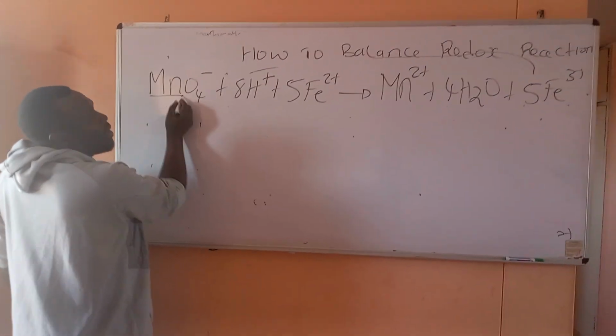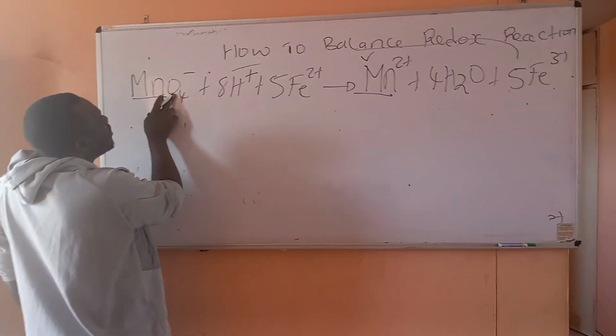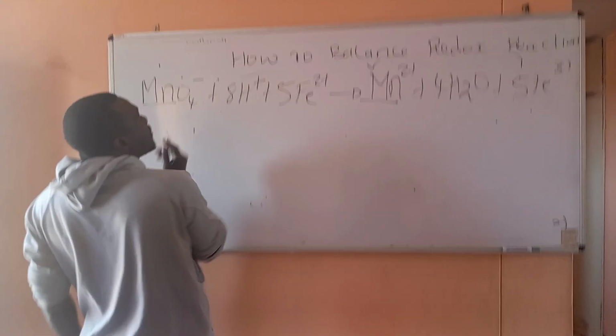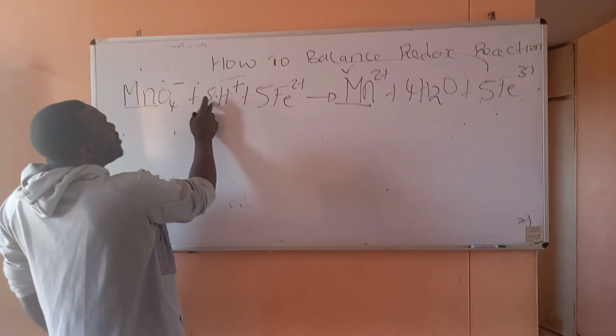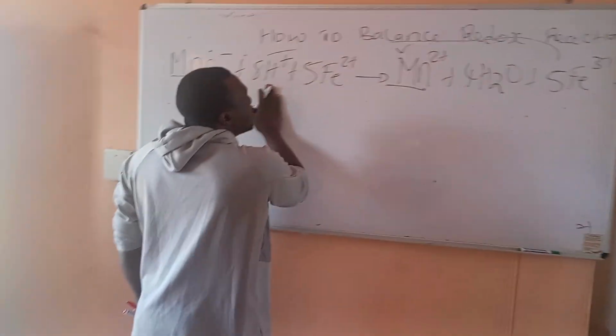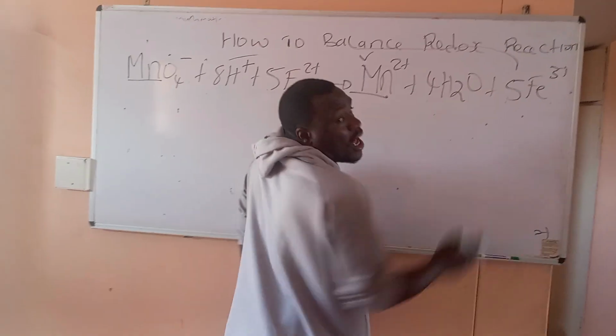How many manganese are here? One. Manganese is balanced. How many oxygen? This times this is 4. This times this is 4. Oxygen is balanced. How many hydrogen? This times this is 8. 4 times 2 is 8. Hydrogen is balanced. How many iron? 5 iron, 5 iron. Iron is balanced.